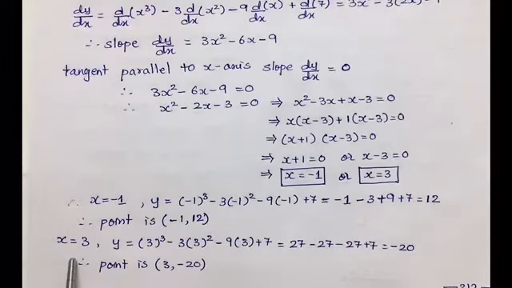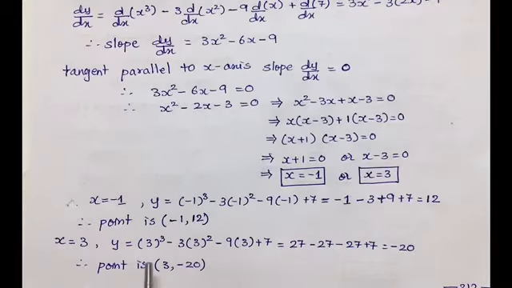If we are taking the value of x is equal to 3, then keeping the value of x equal to 3 in the curve and calculating it, we get y equal to minus 20. So second point is 3 and minus 20. So this is how the points are being calculated.